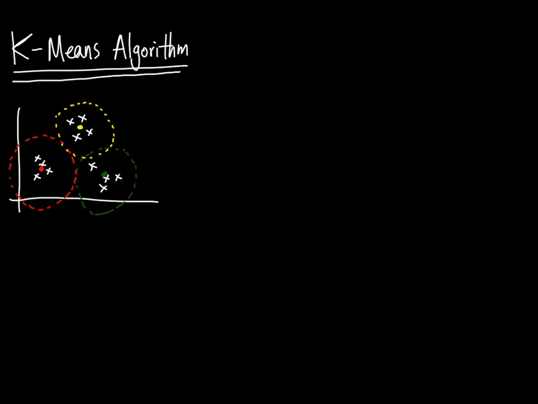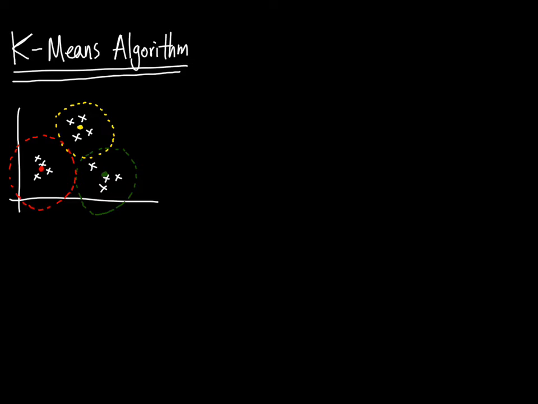Hi, so today we're going to be talking about the k-means algorithm. The k-means algorithm is one of those algorithms for when you don't have labels on your data, so it's an unsupervised algorithm. What it does is it pretty much clusters your data into little circles. As you can see here, it clusters it into red, yellow, and green.